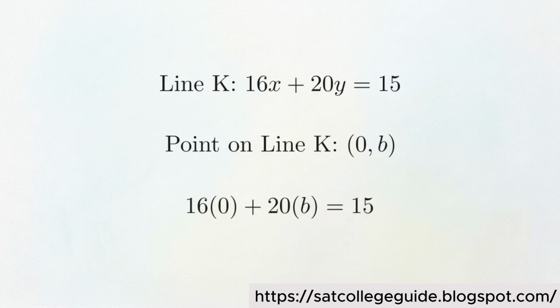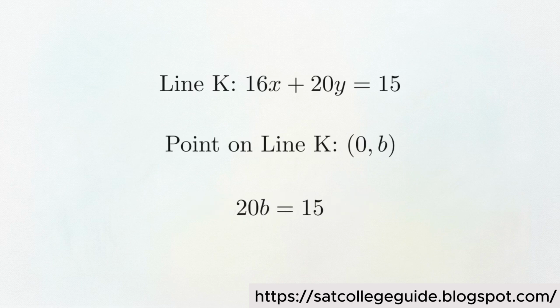Finding r is only the first step. Always reread the prompt before choosing an answer, as this specific question is asking for b, the y-intercept of line K. Because the point is at (0, b), we simply substitute 0 into the x position and b into the y position of our updated equation. The first term cancels out, leaving us with 20b equals 15. After dividing both sides by 20, we find that b is 15/20ths, or 3/4.